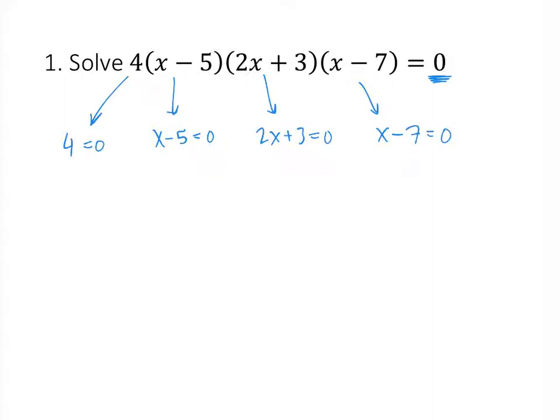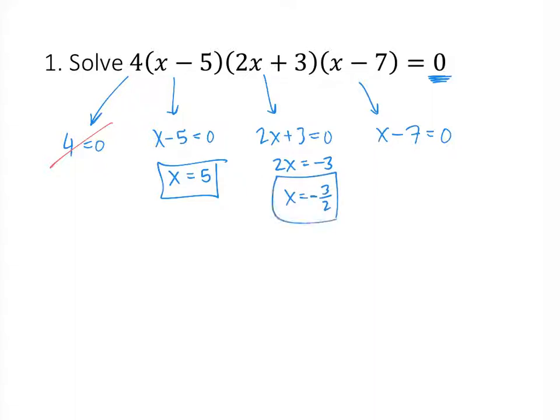Now for the first one, of course 4 does not equal 0, so that doesn't give us a solution. But in the next one, if we add 5 to both sides, we get a solution x equals 5. Next, if we subtract 3 from both sides, and then divide both sides by 2, we get another solution, x equals -3/2. And then finally we get another solution, x equals 7. So we have 3 solutions here.